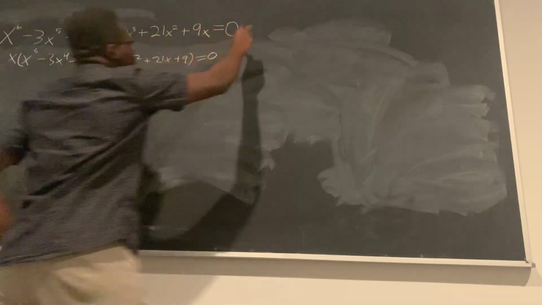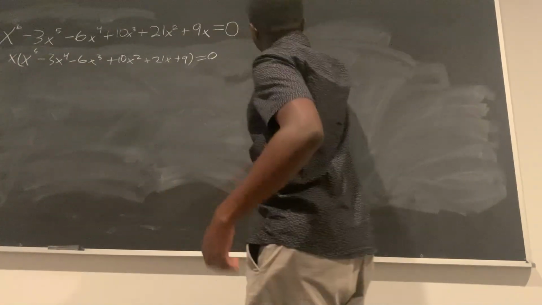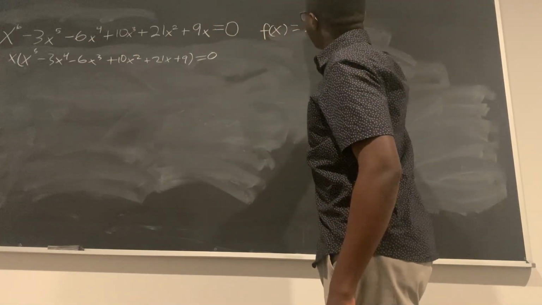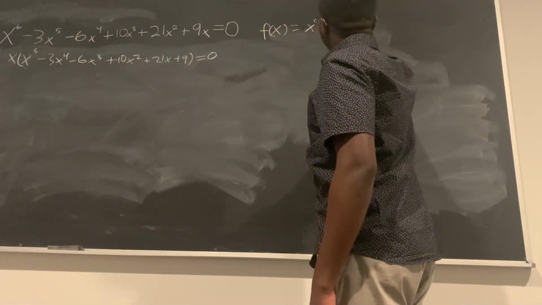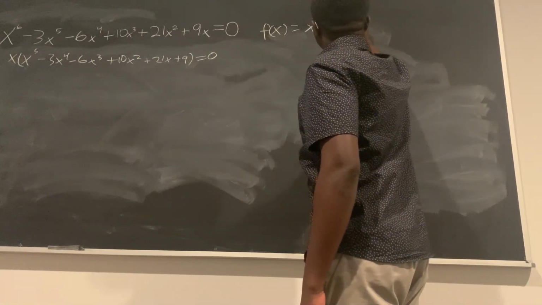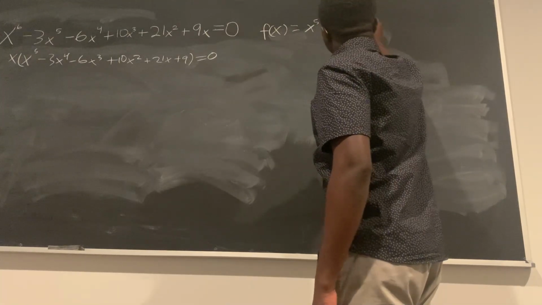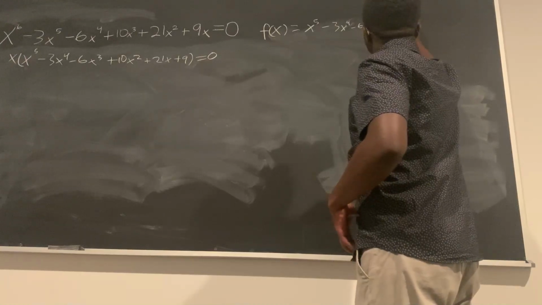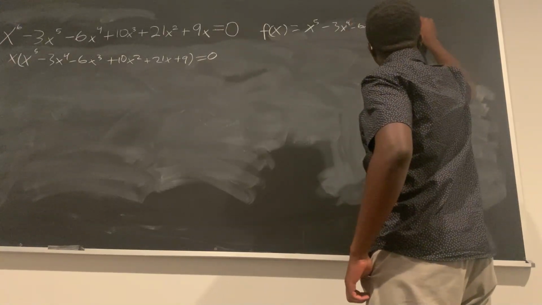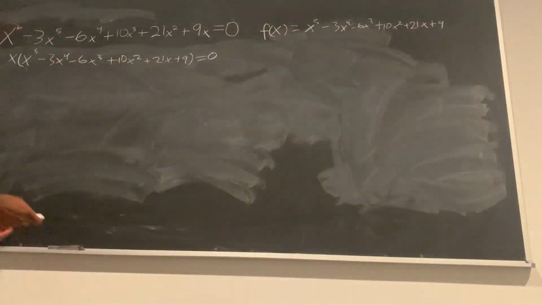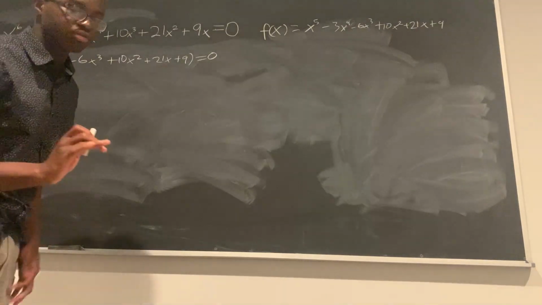So over here I will define a function f of x equal to that inner polynomial, which is x to the fifth minus 3x to the fourth minus 6x cubed plus 10x squared plus 21x plus 9. Apologies if you can't see this here. But now we are going to apply first the rational root theorem.